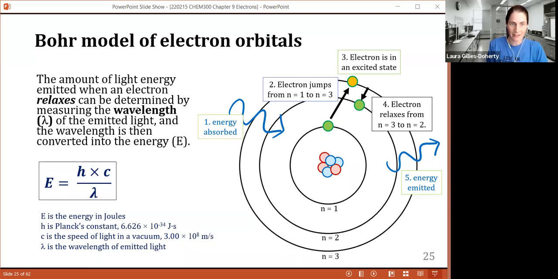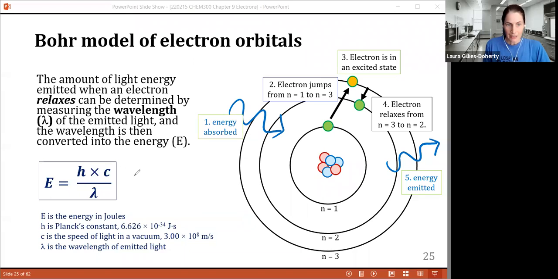So we measure the wavelength of this emitted light, and then we can plug it into this equation here, called Planck's equation, to calculate the amount of energy that corresponds to. So for each of these steps, like an n of 1 to n of 2 jump, there's a certain amount of energy associated with that. If you're jumping 2 or 3 rings, there's a different amount of energy associated with that.